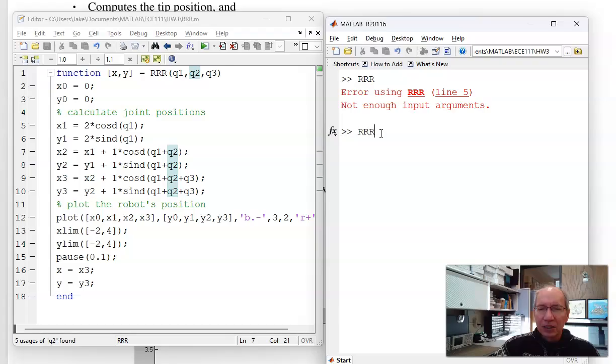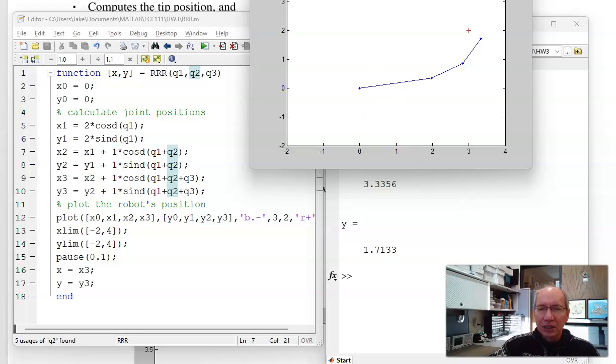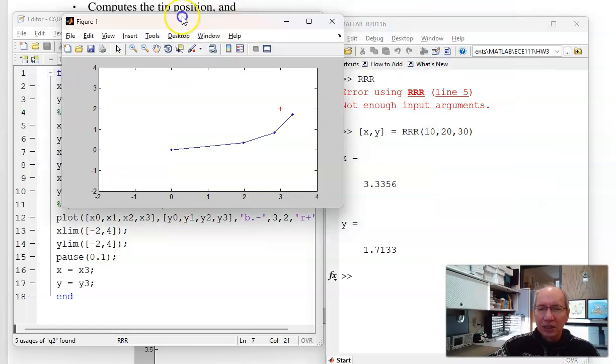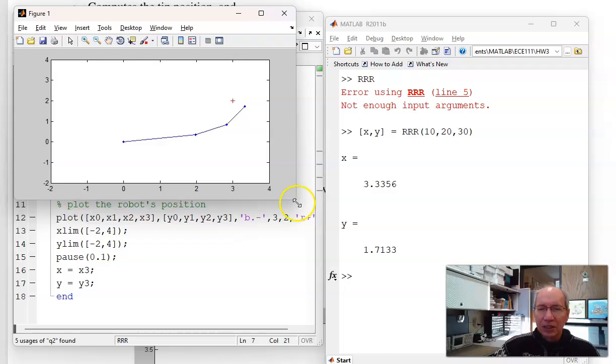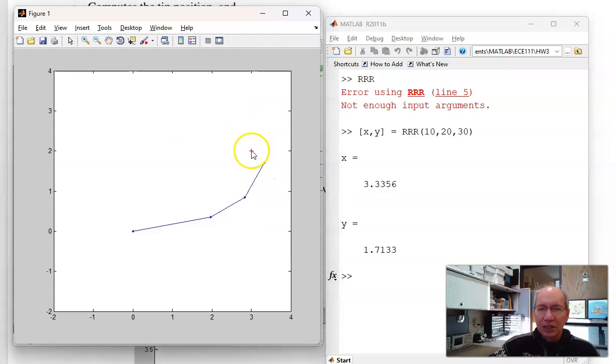So let's do RRR, let's return to position. X, Y is RRR of 10, 20, 30 degrees. That draws the robot. That's where it is. And it also drew the point 3,2. That's leading up to the last problem. I'm trying to get that to be close.